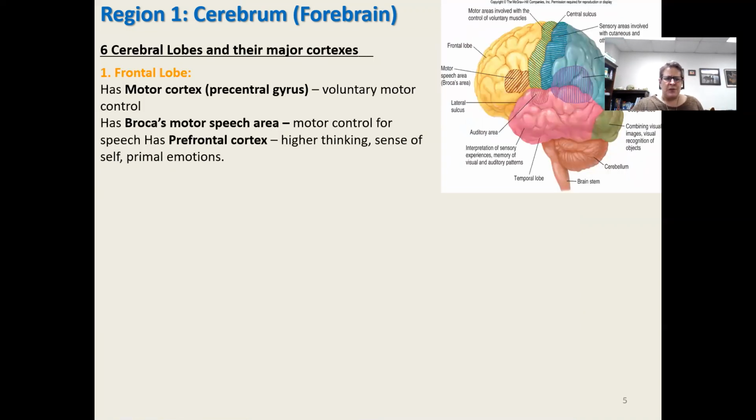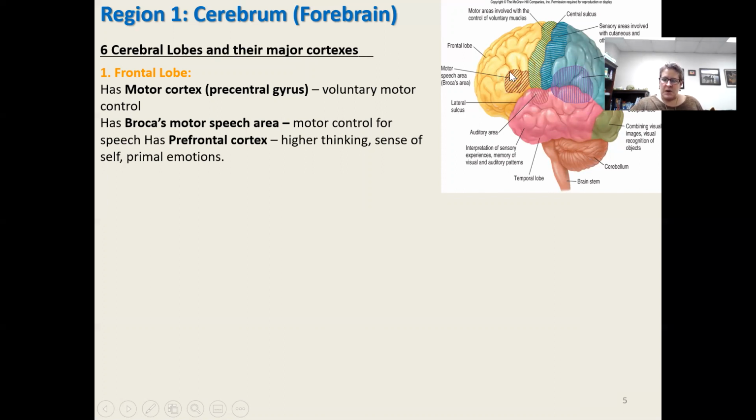So the frontal lobe, again, right here, in yellow. The motor cortex, where the green hash marks are, is also known as the precentral gyrus. The reason it's called that is the central sulcus separates the frontal lobe from the parietal lobe, this black line. And since the motor cortex is located in front of that sulcus, it's called the precentral gyrus. Pre being before, central for central sulcus. Now, that is motor control of your body.